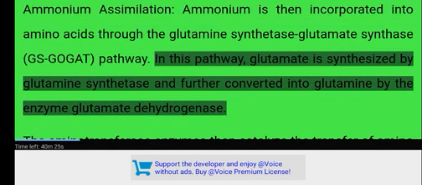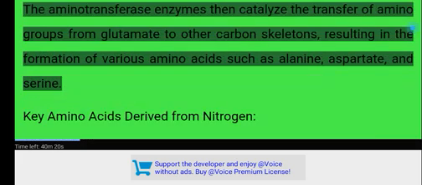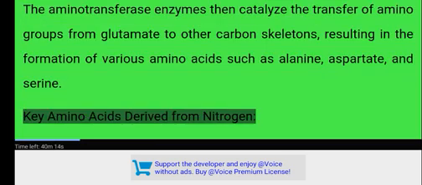In this pathway, glutamate is synthesized by glutamine synthetase and further converted into glutamine by the enzyme glutamate dehydrogenase. The aminotransferase enzymes then catalyze the transfer of amino groups from glutamate to other carbon skeletons, resulting in the formation of various amino acids such as alanine, aspartate, and serine. Key amino acids derived from nitrogen.